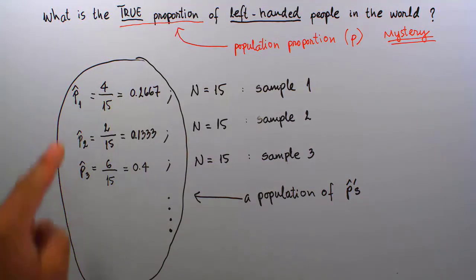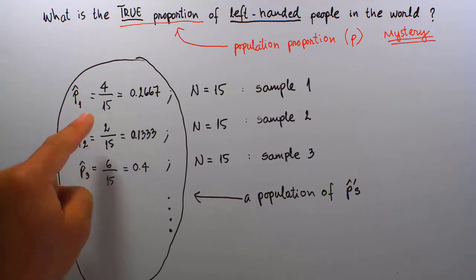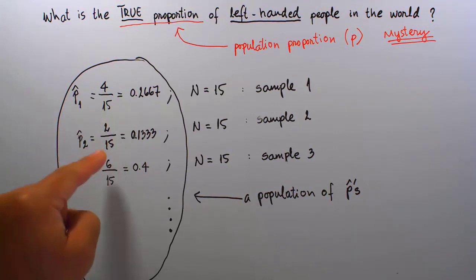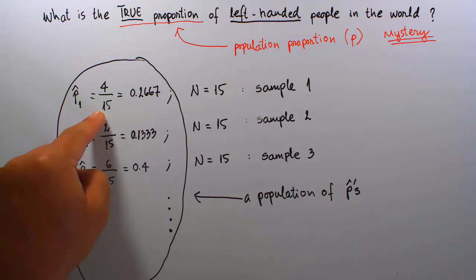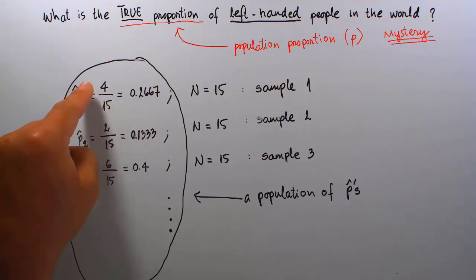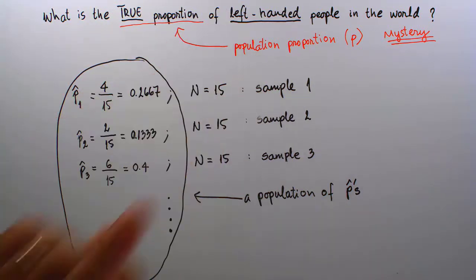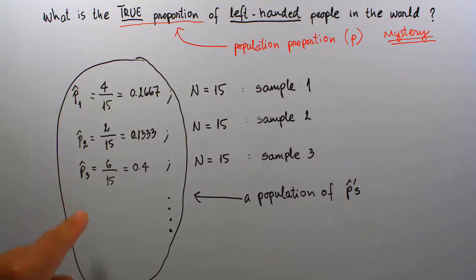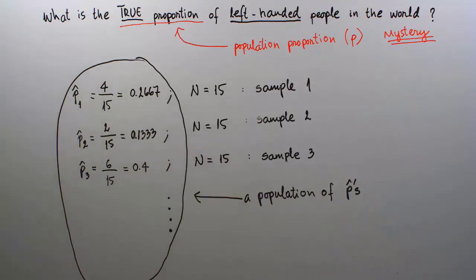Like I said, we have an infinite number of samples: 15 people, 15 people, and 15 people, and every one of these samples of 15 people has its own count of how many people in each of those groups are left-handed. So all of these sample proportions together can become a population of sample proportions.